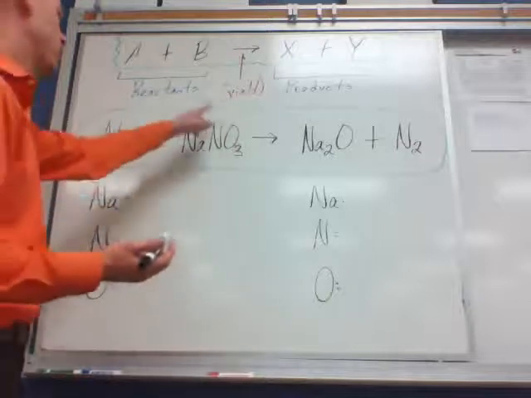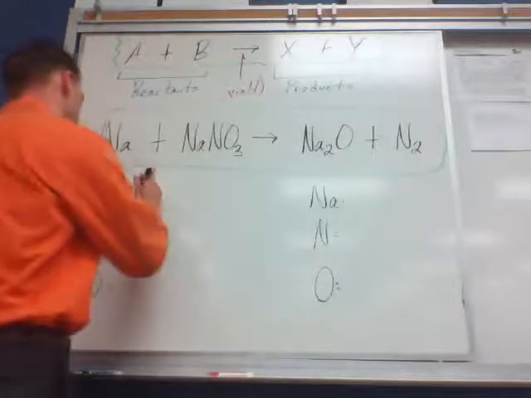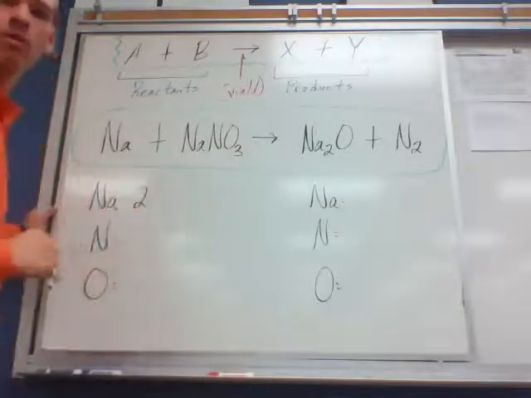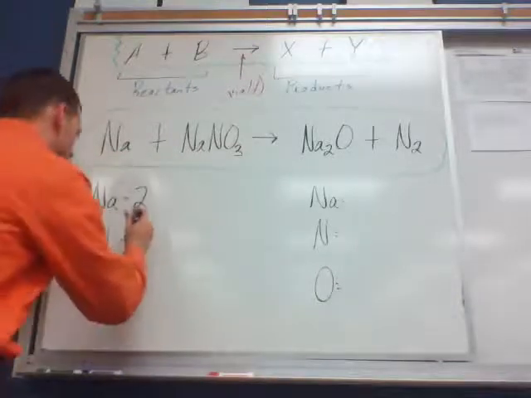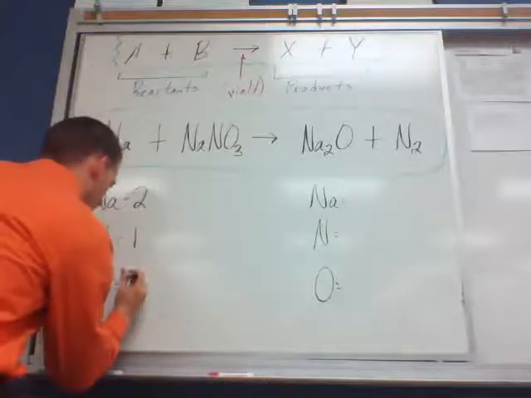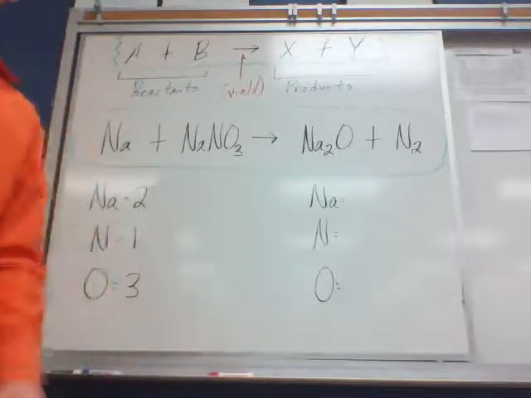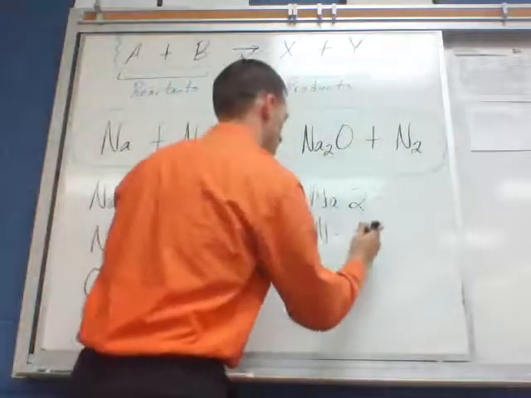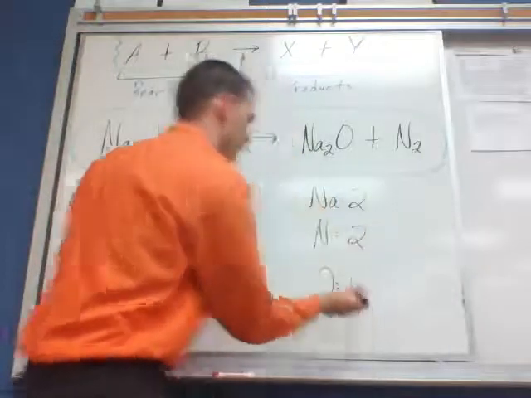We already had this conversation. How many sodiums are there over here? There's 2. 1 there and 1 there is 2 total. How many nitrogens? Oxygens. Better be yelling at me if you don't like any of my numbers. Let's go to the product side. Sodiums, nitrogens, oxygens. Yeah?